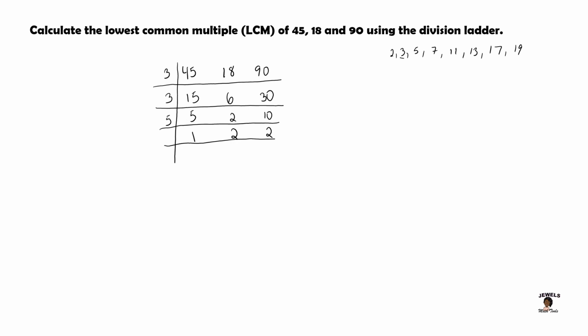And now to wrap up my division ladder, I'm going to divide by 2. So my 1 I will bring down since my first column is completely prime factorized. 2 will divide into 2 once, and 2 divides into 2 once. So now that I have completely prime factorized my three numbers 45, 18, and 90, remember that we are looking for the LCM of those numbers.